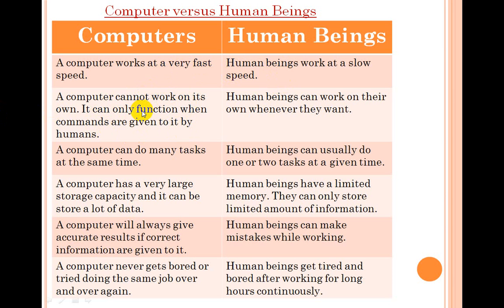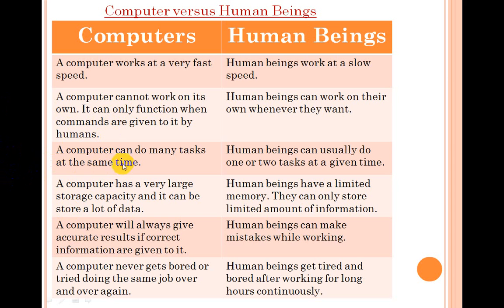We should operate it. When we are giving a command, that is when we are playing music, opening any software, or opening a program to draw a picture, everything we have to give as a command to the computer, and then only the computer works. But human beings can work on their own, at their own time. Whenever they want, they can do their work. But a computer can't do its work on its own. We have to give it a task to perform.